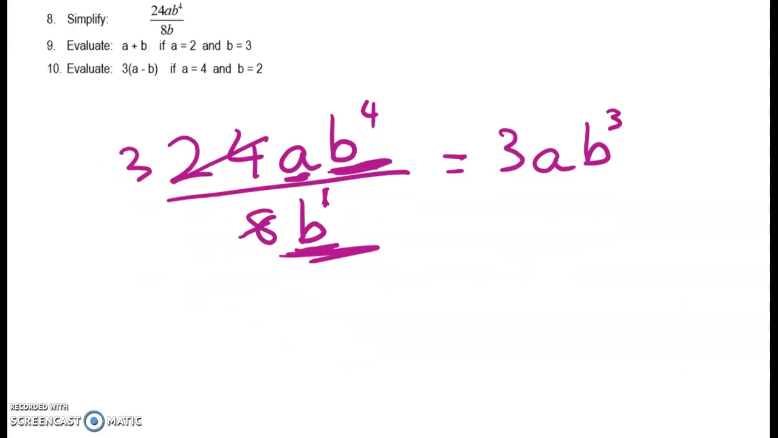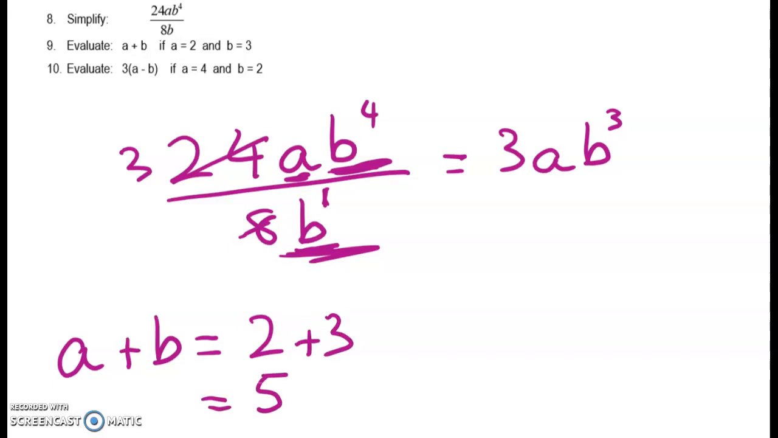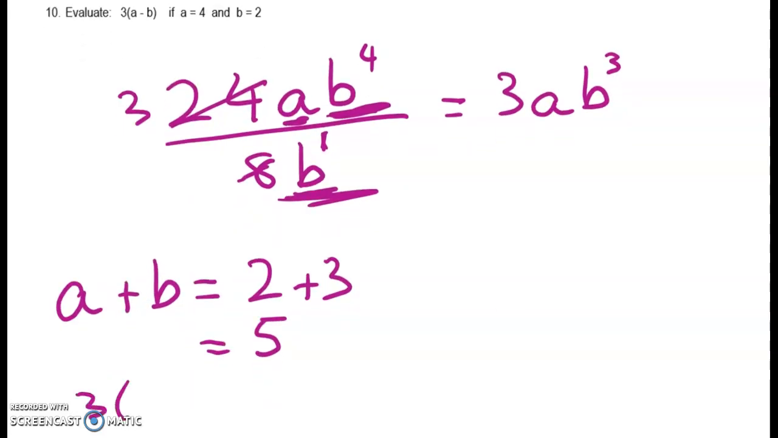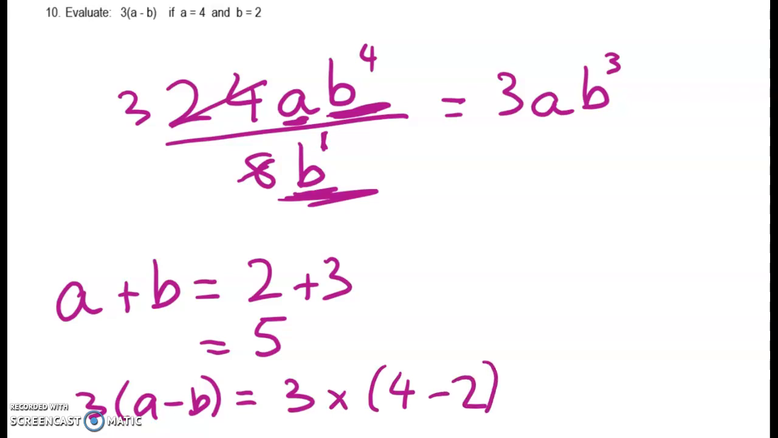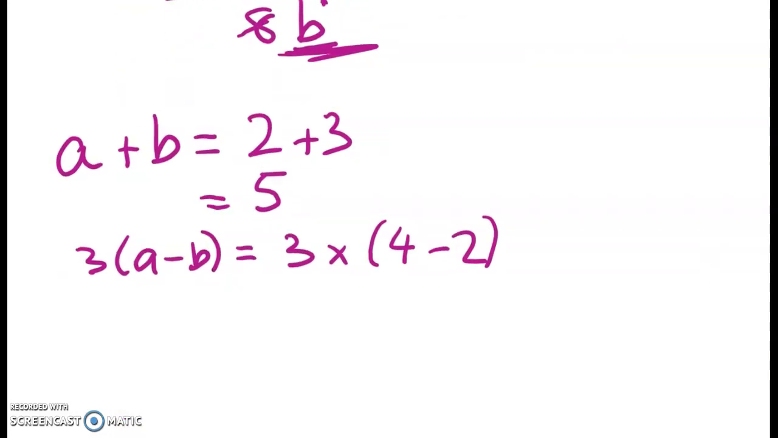Right, number 9 and 10 are 2 substitution questions. So when we do substitution, we should show our substitution. So a plus b in this case is equal to 2 plus 3, which is 5. Question 10 is 3 times a minus b. So that's equal to 3 times 4 minus 2. Whenever we do substitution, we have to be thinking about BEDMAS. So here we're going to evaluate this first. This is a very easy one. I know you're going to do this in your heads, but let's just show the working nicely. So we get 3 times 2, which gives me 6 for my answer.